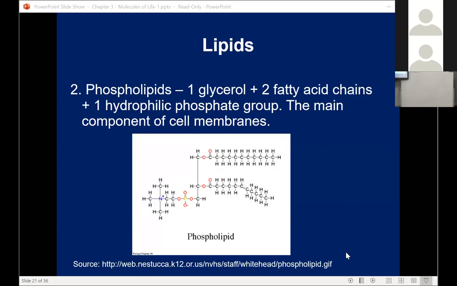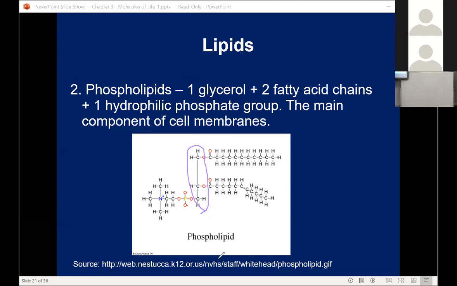Okay, so the next type of lipid we're going to talk about are phospholipids. Phospholipids are very similar, I think, to fats in their composition and their structure. Just like with the fats, we have a backbone made out of glycerol. So in this drawing, the glycerol backbone is right here. Just like with fats, we have fatty acids.